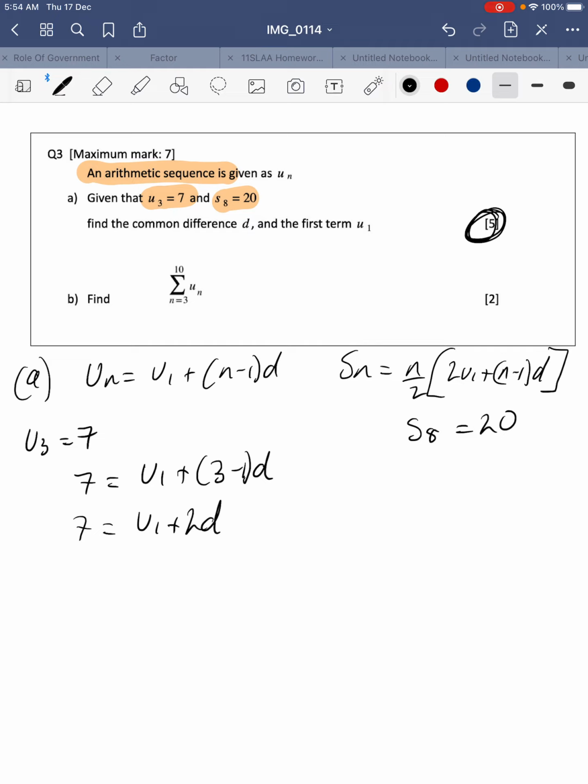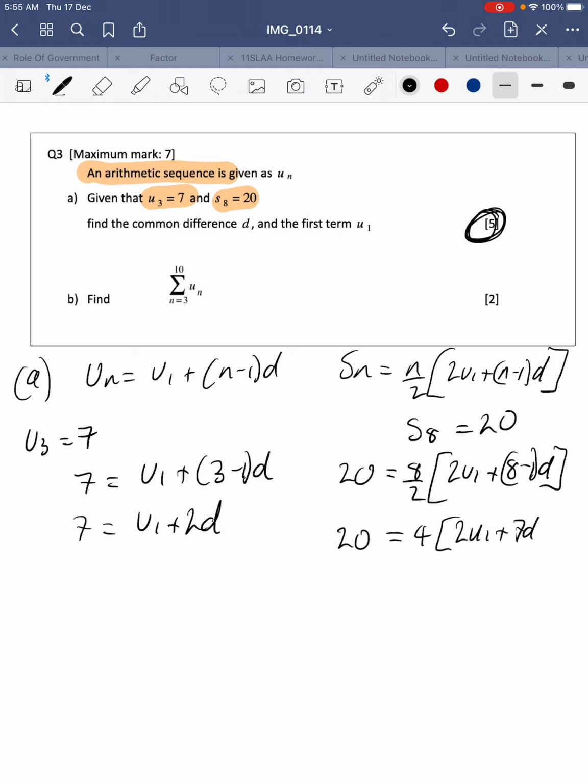Over on the other side. 20 equals 8 over 2, (2u1 plus (8 minus 1)d). Tidy up here, 20 equals 4 (2u1 plus 7d). Divide by 4, and you can see that it's just simultaneous equations. Here's equation 1, here's equation 2, you can line them up underneath each other if you like. That might make it feel a bit better.